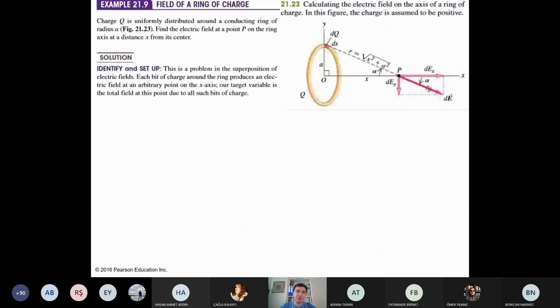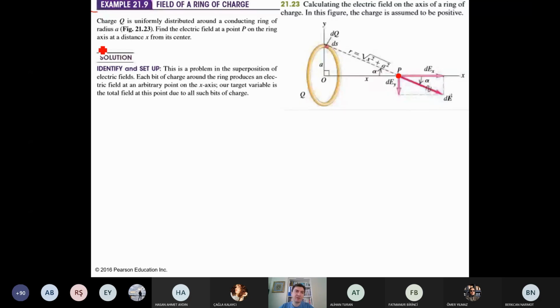Example 21.9, field of a ring of charge. Here we have a ring, as you already see, okay? And here we have point P, and I would like to calculate the electric field at point P produced by this charged ring, okay?